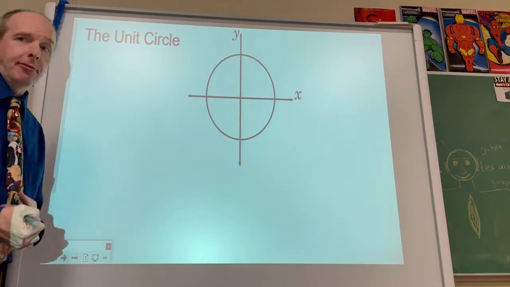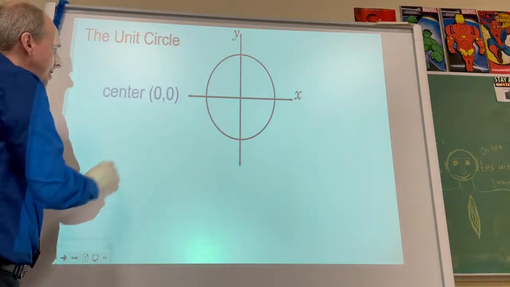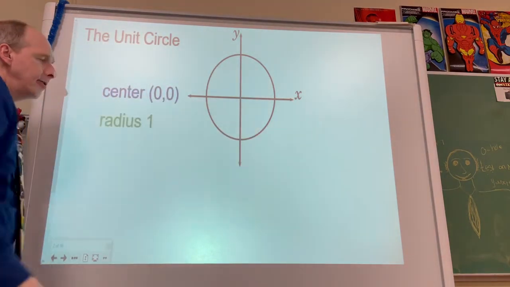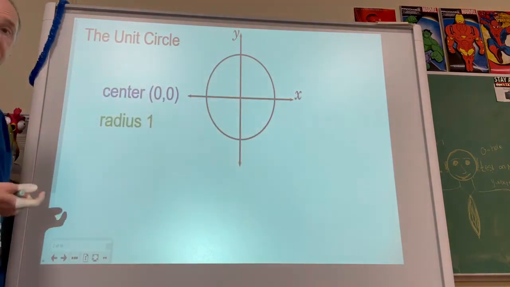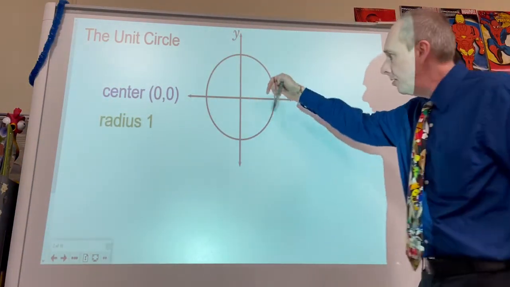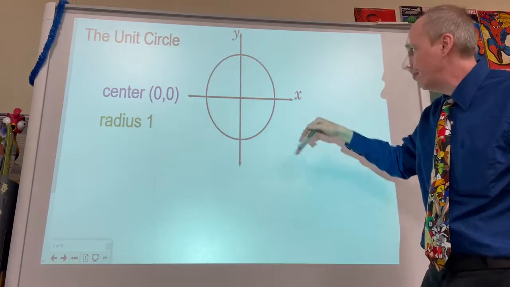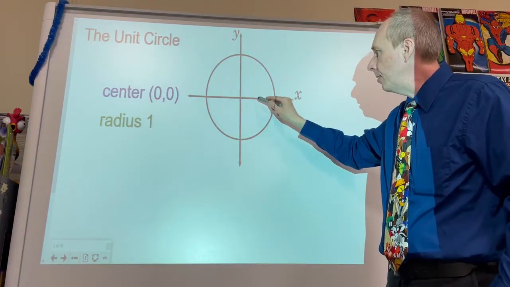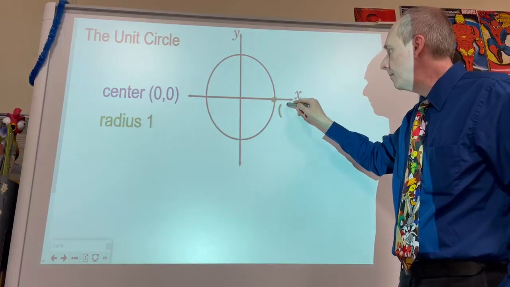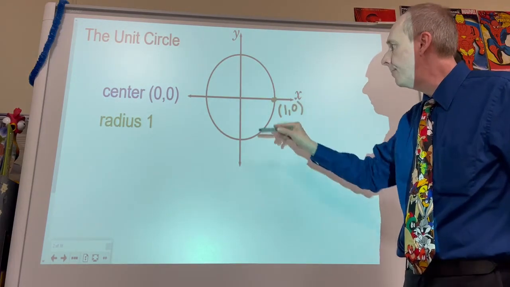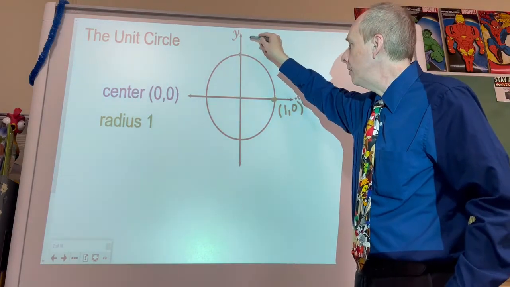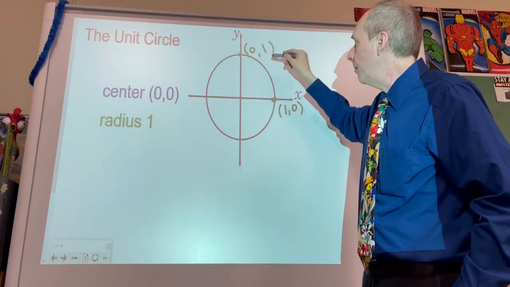Our unit circle, it's a circle with the center at 0, 0. So here it is at our origin. It's called the unit circle because our radius is 1 unit long. So if I were to look at my circle and knowing that my radius is 1 unit, this is 1 unit long, that puts me here at this point, which would be 1, 0. If I went up 1 unit, well, there's my radius of 1. This would be the point 0, 1.